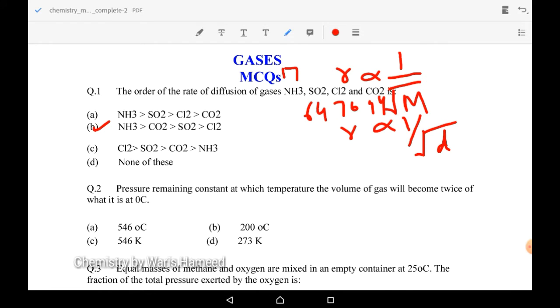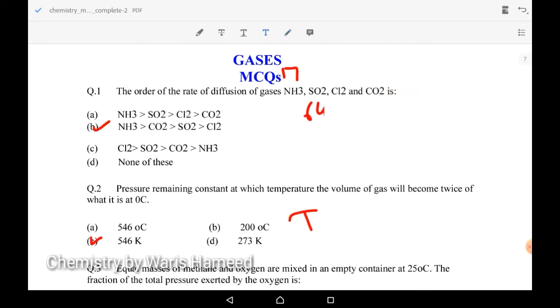Next MCQ: pressure remains constant, at which temperature will the volume of gas become twice of what it is at 273 Kelvin. We can make a relation between temperature and volume: temperature is directly proportional to volume. If we double the temperature, then the volume will be twice, so at 546 Kelvin the volume of the gas will become twice.